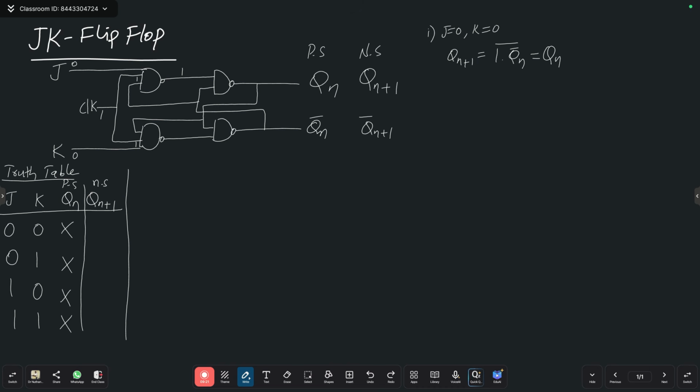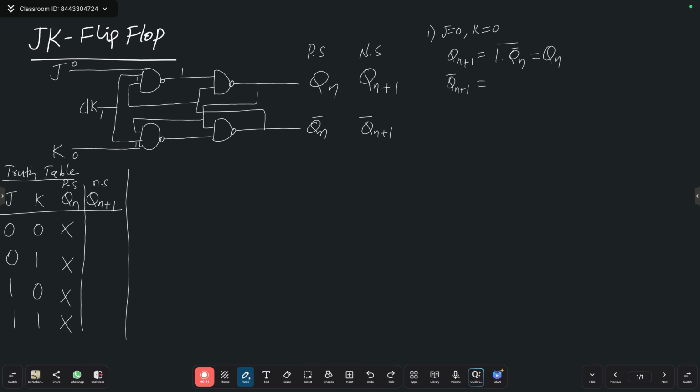But J equals 0, K equals 0. Maybe there is a scope. J equal to 0, K equal to 0. In this case, you should go with the complement line also, as we have discussed in the last class. Correct? Then go with the complement line.